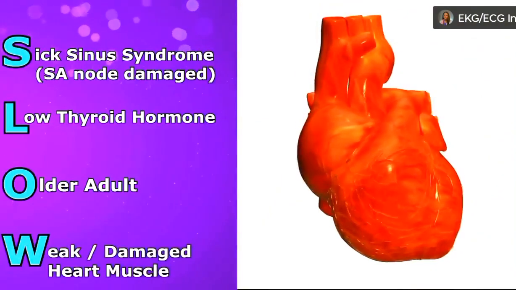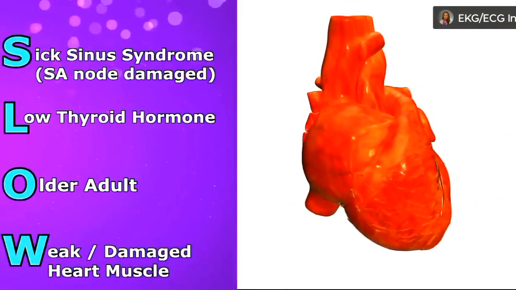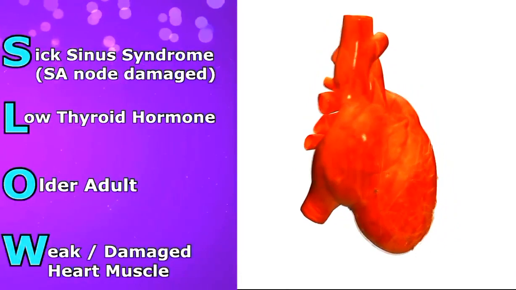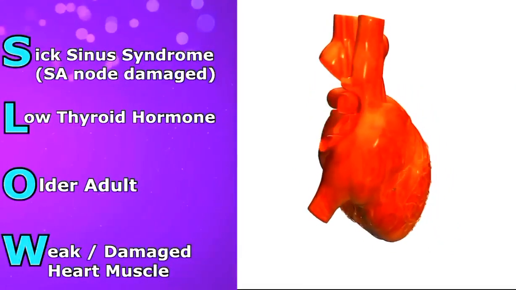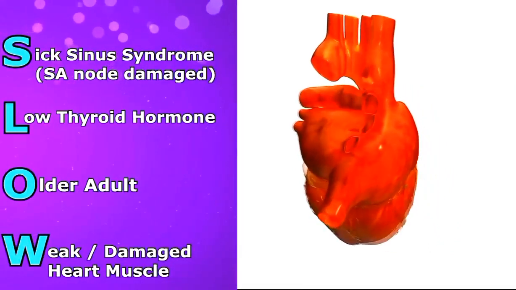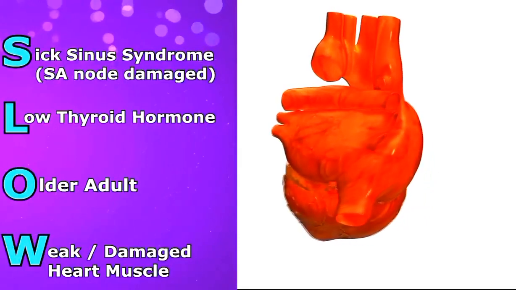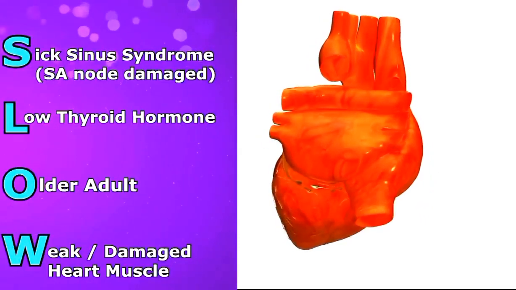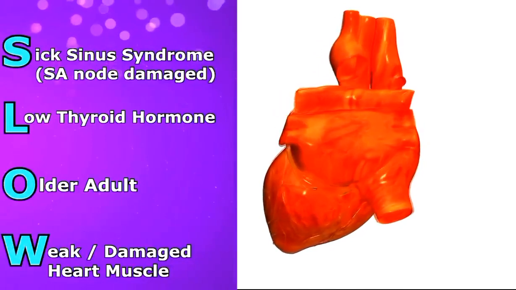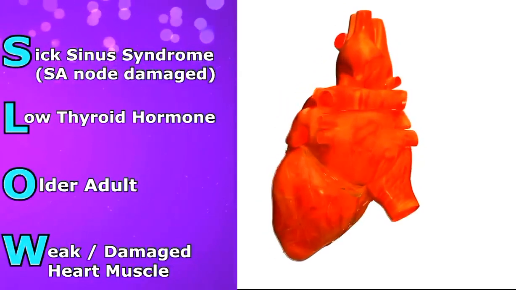W is for weak and damaged heart muscles. So if that patient has experienced a myocardial infarction where there's been severe ischemia to that heart tissue, it can damage the SA node because of that decreased blood supply. Also, conditions that inflame or infect the heart, like pericarditis, can damage this area as well.